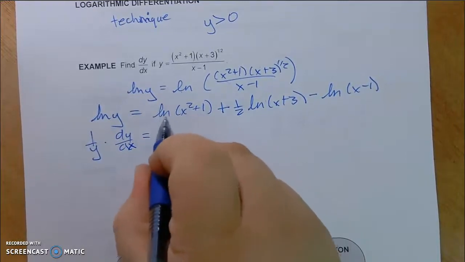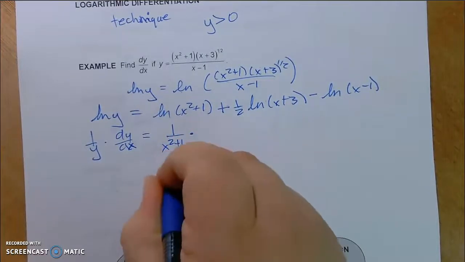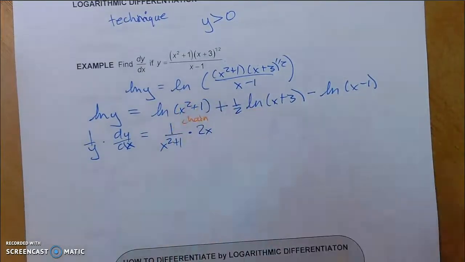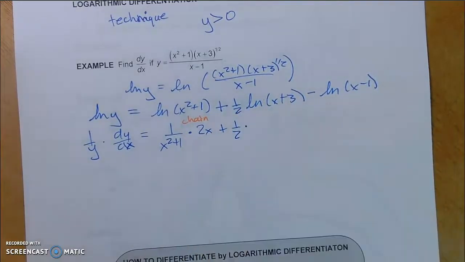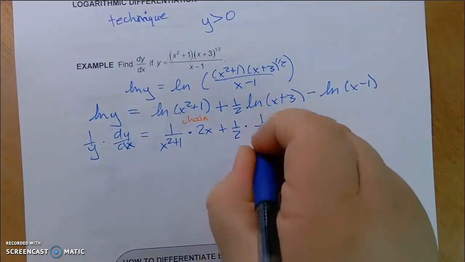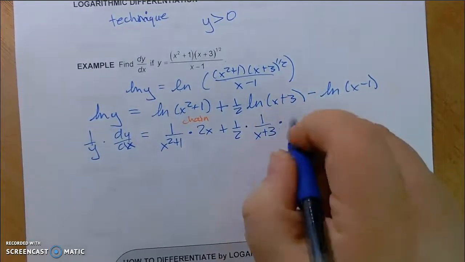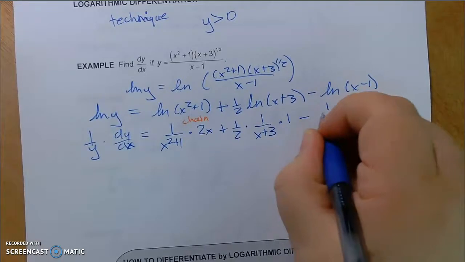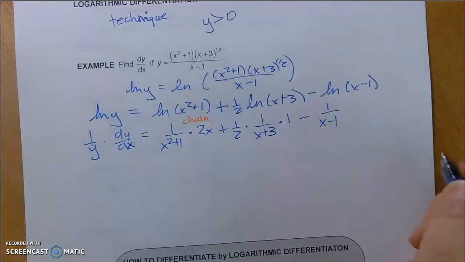And then the derivative of natural log of x squared plus 1 is 1 over x squared plus 1. It's 1 over the inside times the derivative of the inside, 2x. This is the chain rule. Then we have plus 1/2 times, because that's just a constant multiplier, the natural log of x plus 3. The derivative of that is 1 over the inside, 1 over x plus 3, times the chain rule, which the derivative of this is just 1. Minus, nothing in front, so it's just 1 over the inside, x minus 1, and then times chain rule of 1, which we don't need to write.